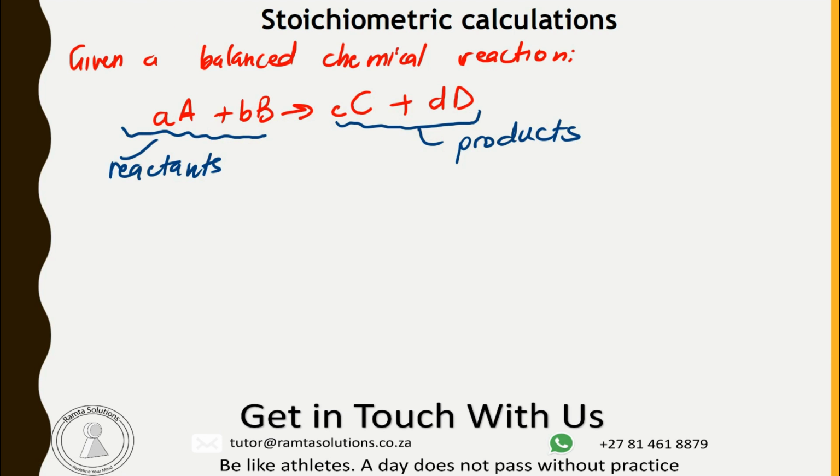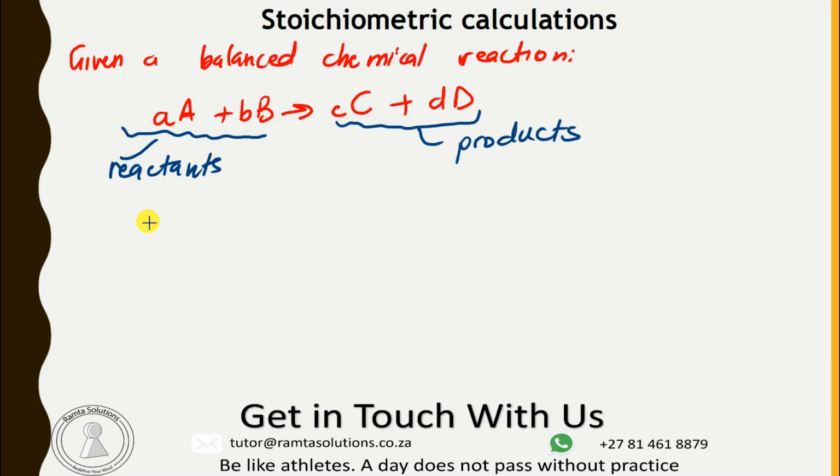So when you come to stoichiometric calculations, always ensure that your chemical reaction or chemical equation is balanced, okay? So after balancing your chemical equation, these are the things that you need to know.